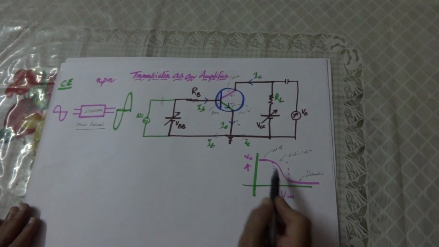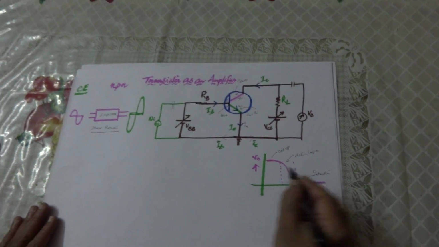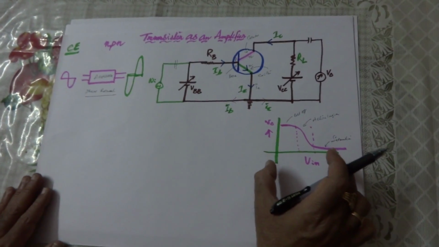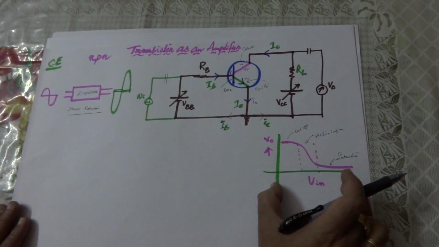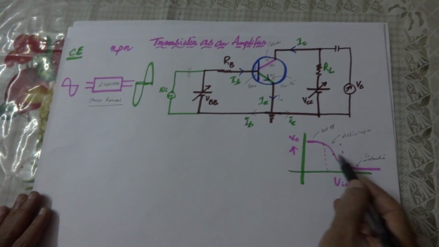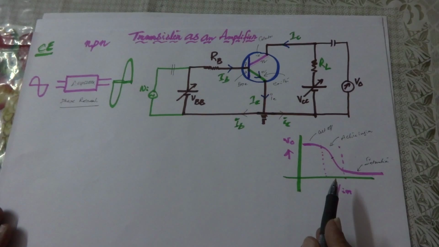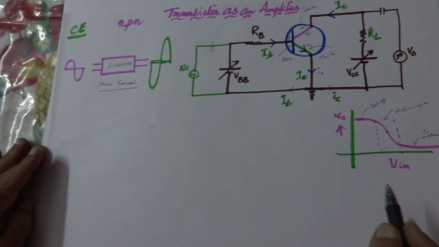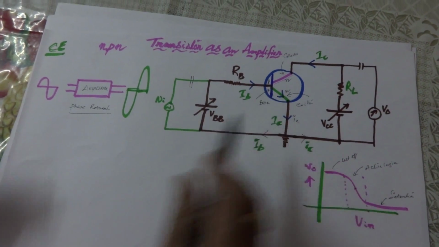Transistors as an amplifier should be working with this active region only. And to select a point which is known as the operating point, that operating point should always be somewhere in the middle of the active region.